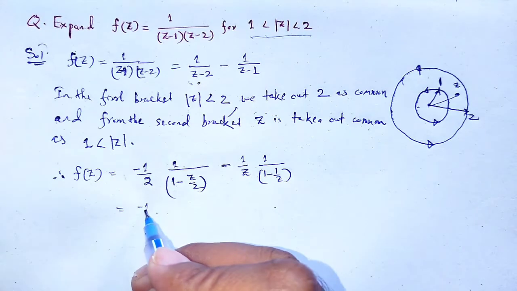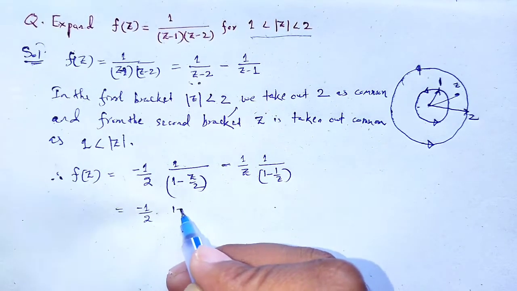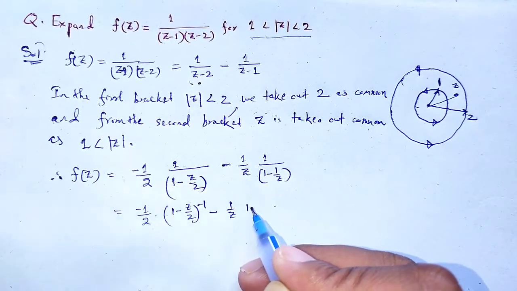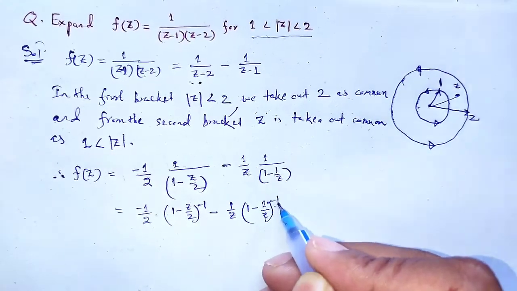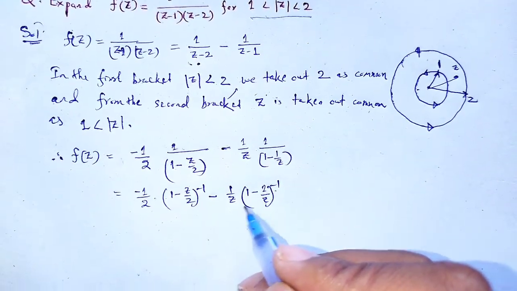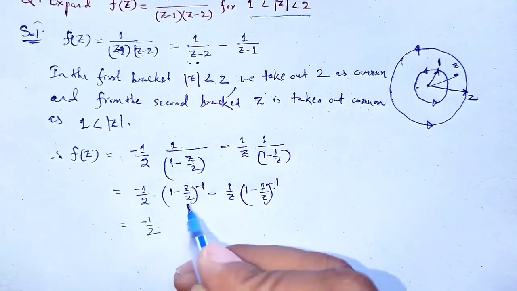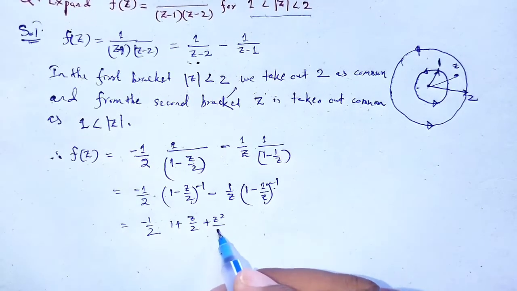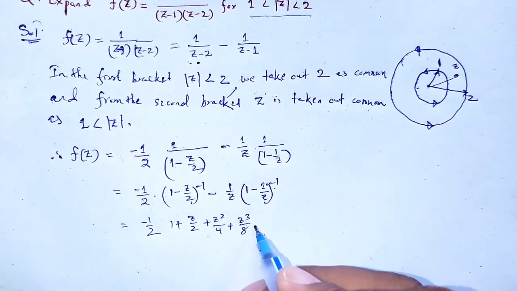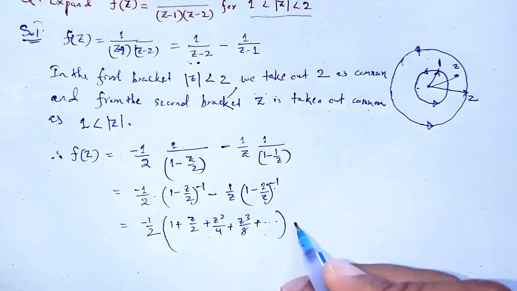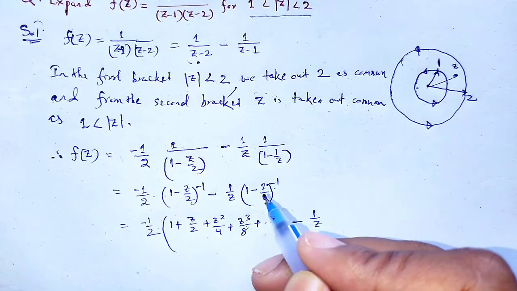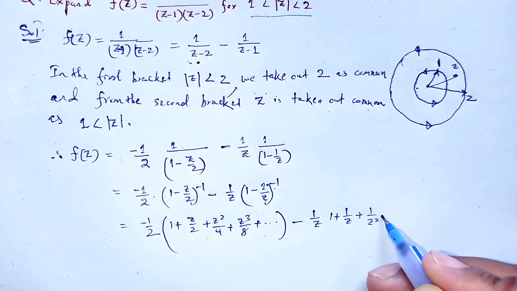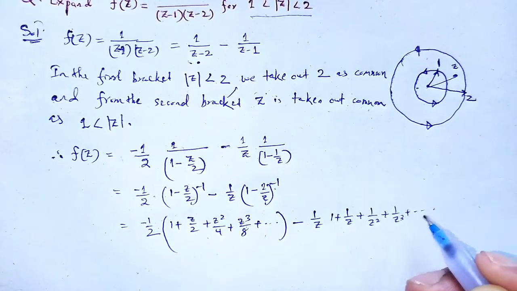It is in the form minus 1 by 2, 1 minus z by 2 to the power minus 1, minus 1 by z, 1 minus 1 by z to the power minus 1. Let me expand it by using the binomial theorem. Minus half, its expansion 1 plus z by 2 plus z square by 4 plus z cube by 8 plus dot dot dot, minus 1 by z, that expansion 1 plus 1 by z plus 1 by z square plus 1 by z cube plus dot dot dot.